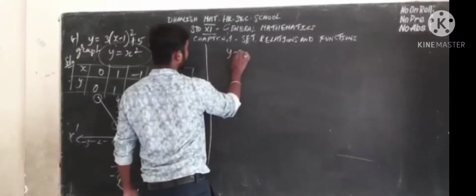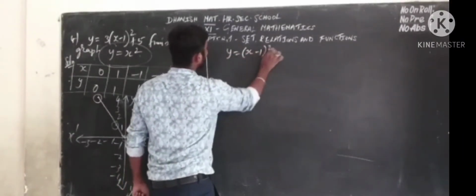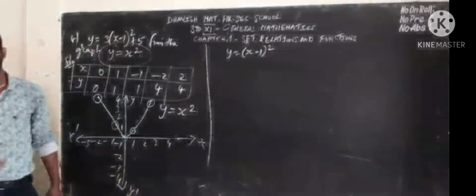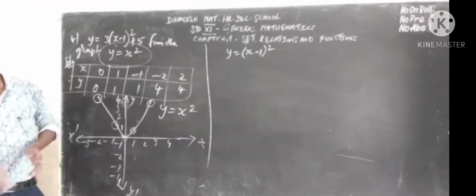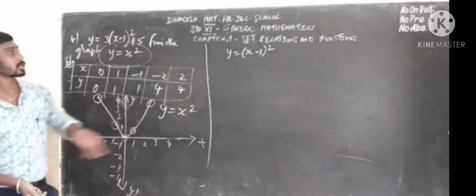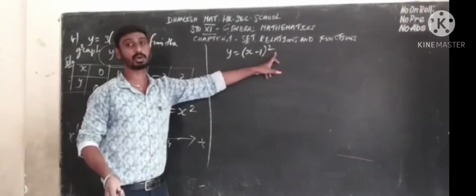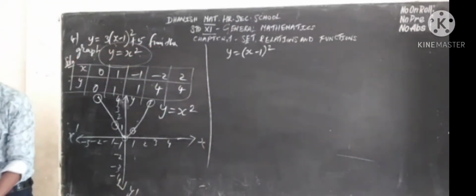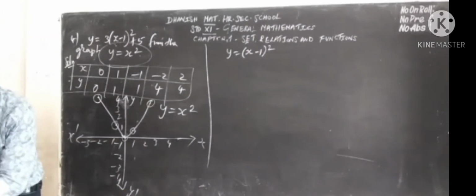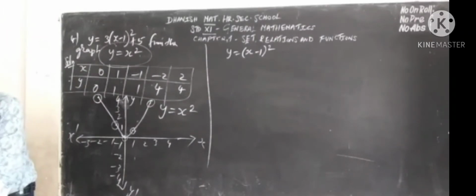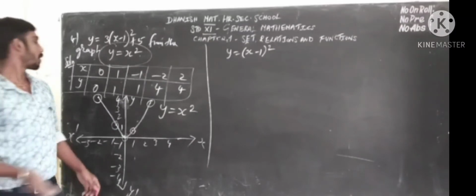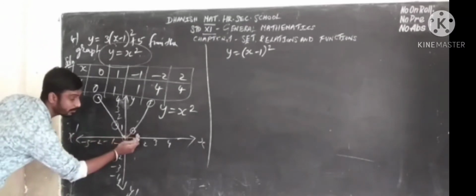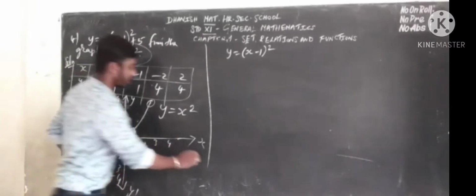What is the question here? Now we have to take y is equal to x minus 1 the whole square. Shift to the right for 1 unit, because here we are having x minus 1 the whole square. What is the condition given for x minus 1? Shift to the right for 1 unit.